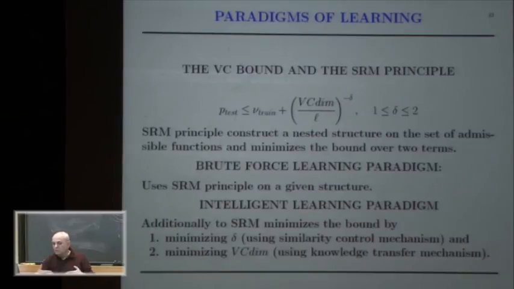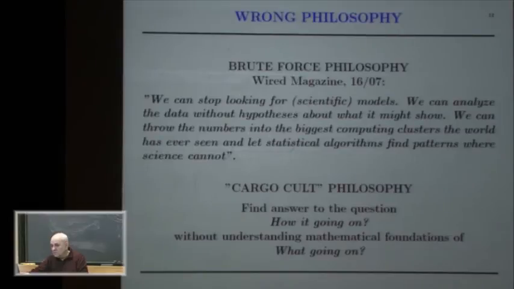So what is the brute force learning paradigm? It uses structural risk minimization on the given structure. It's actually nothing but estimating a function from the data. And the intelligent learning paradigm, additionally to structural risk minimization, minimizes delta using the similarity control mechanism, and minimizes VC dimension using the knowledge transfer mechanism.